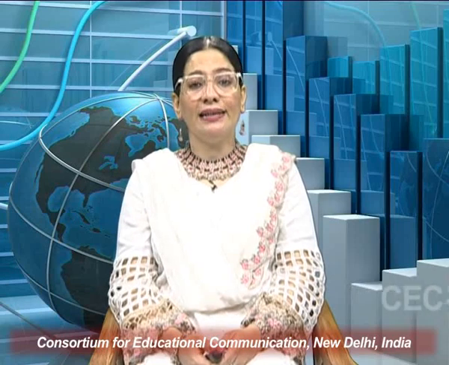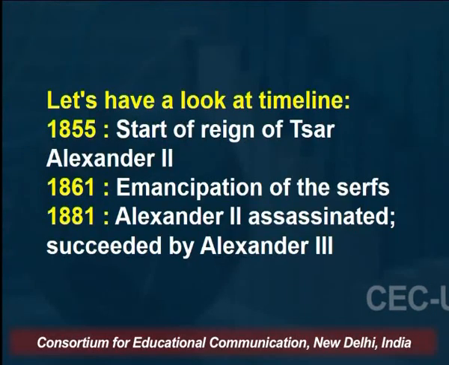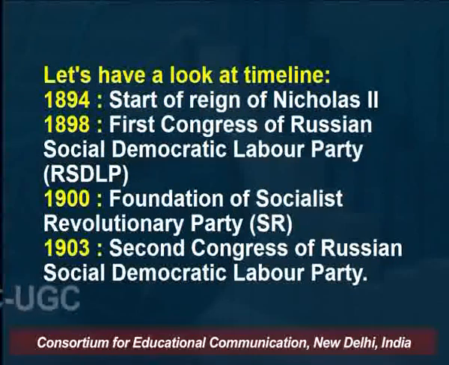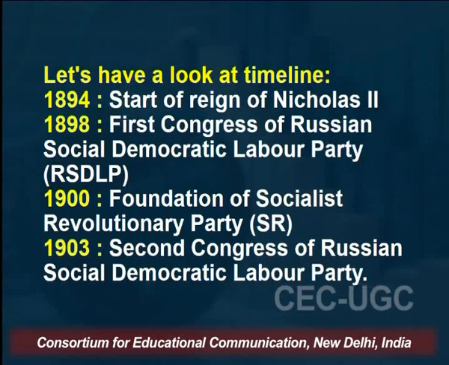So, let's begin. Roughly 1855, if we go by the Gregorian calendar, was the start of the reign of Tsar Alexander II. A few years later, in 1861, there was the emancipation of the serfs. In 1881, Alexander II was assassinated and succeeded by Alexander III. Further, in understanding the chronology, 1894 saw the start of the reign of Nicholas II.